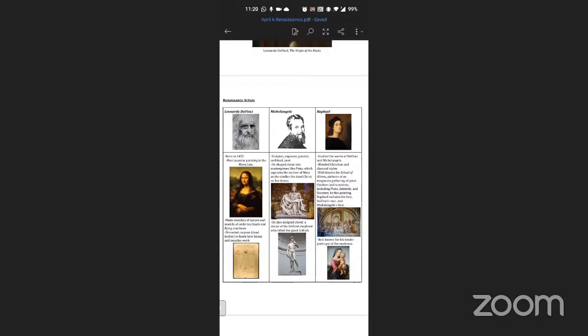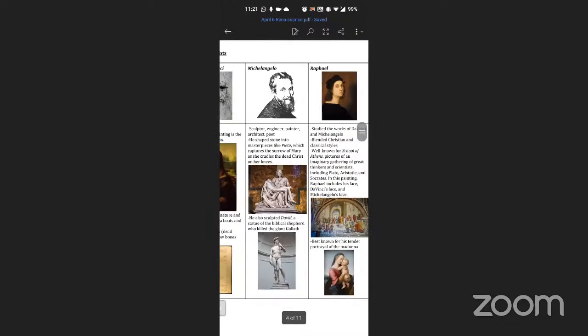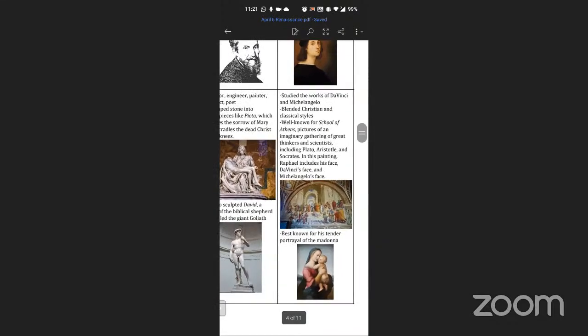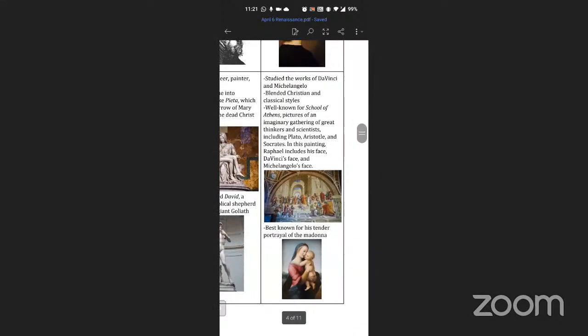And then came Raphael. He studied the work of Da Vinci and Michelangelo and blended Christian and classical style. He is known for the School of Athens, a picture of an imaginary gathering of great thinkers and scientists, including Plato, Aristotle, and Socrates. If you can see the painting, let me zoom in. In this painting, Raphael includes his own face, Da Vinci's face, and Michelangelo's face.